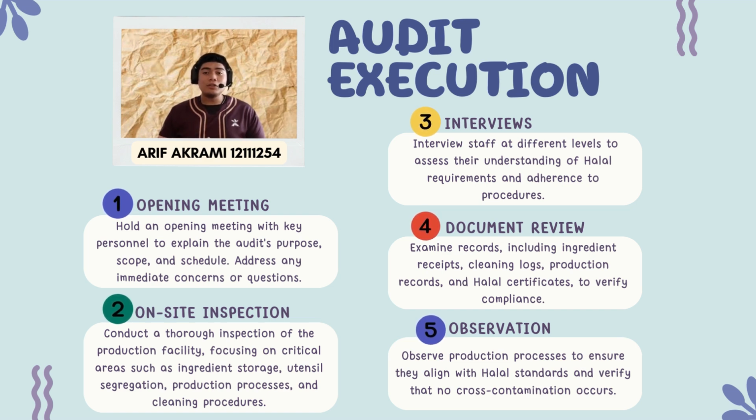The next step is document review. Examine record including ingredient receipt, cleaning logs, production record, and halal certificates to verify compliance. The last one is observation. Observe production process to ensure the aligned halal standard and verify that no cross-contamination occurs.